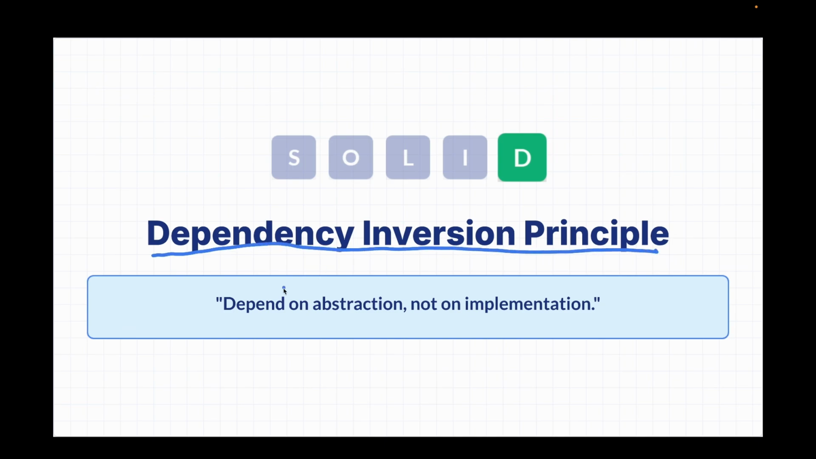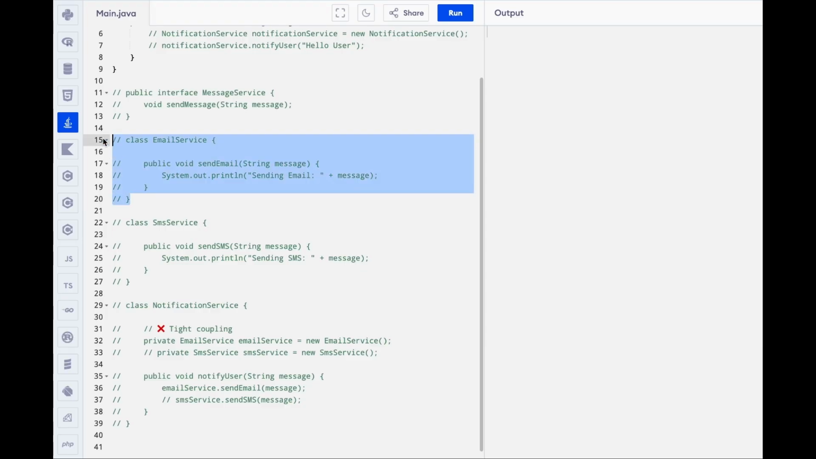Now let's move forward with the dependency inversion principle. Dependency inversion principle states that a class should depend on abstraction, not on implementation. In simple words, we should depend on interfaces, not on concrete classes. Now don't worry if this statement doesn't feel very clear right now. It might sound a little theoretical. So let's break it down with a simple example to understand it in depth.